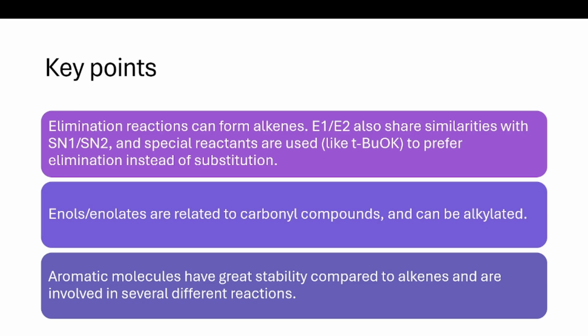So, to sum this crazy chapter up, elimination reactions can form alkenes. You can draw parallels with E1 and E2 and SN1 and SN2. And in addition, we have special reactants such as potassium tert-butoxide that will prefer elimination instead of substitution. Our second point is that enols and enolates are related to carbonyl compounds and therefore can be alkylated. Finally, aromatic molecules can have great stability compared to alkenes and are involved in several different reactions, as in Friedel-Crafts alkylation or Friedel-Crafts acylation.